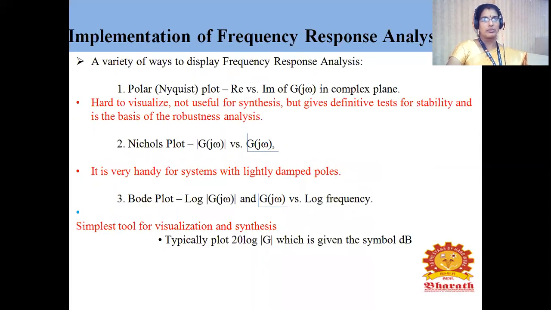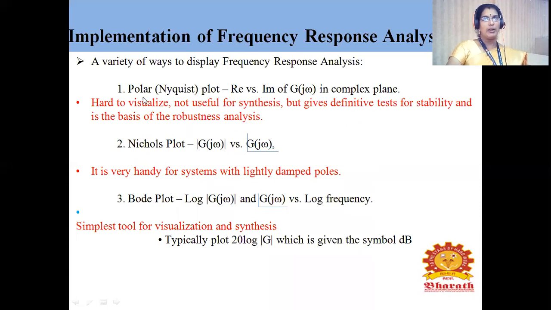Okay. So now, there are a variety of ways to display frequency response analysis, and I have listed them here. The first one is the polar plot. It can also be called the Nyquist plot. Here, the real versus imaginary part of G of j omega will be drawn in the complex plane. For that analysis we will be obtaining the response.